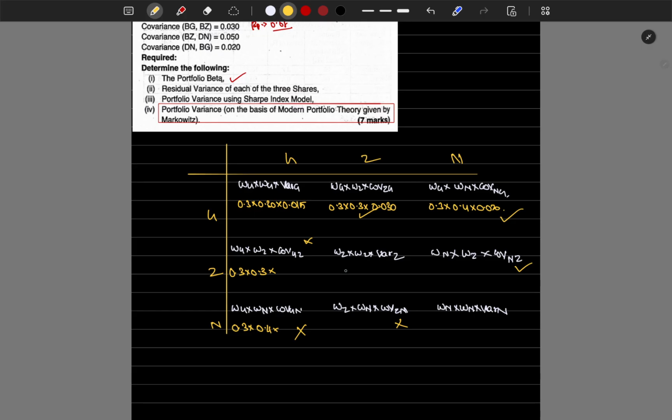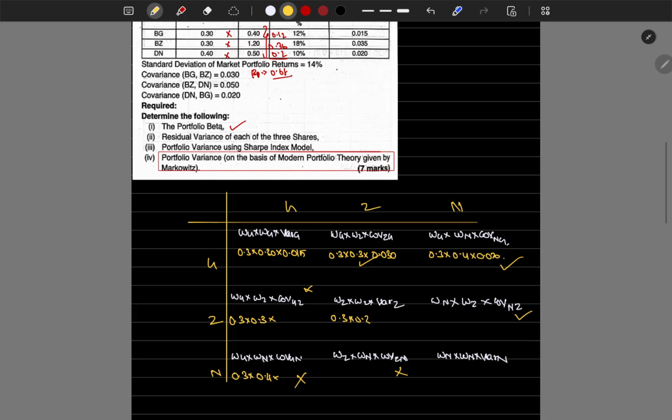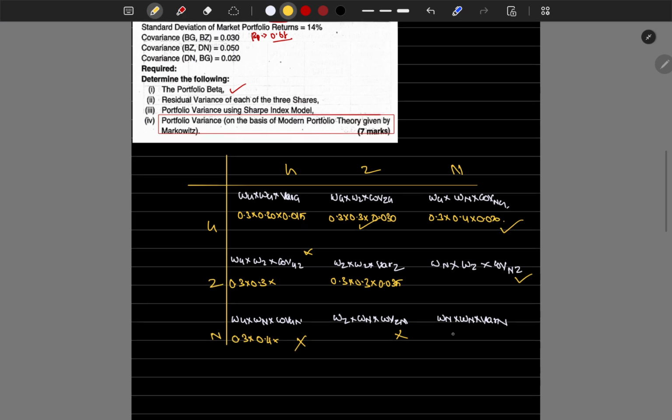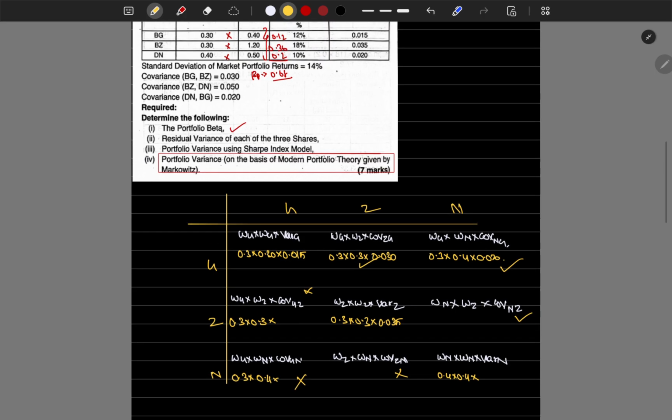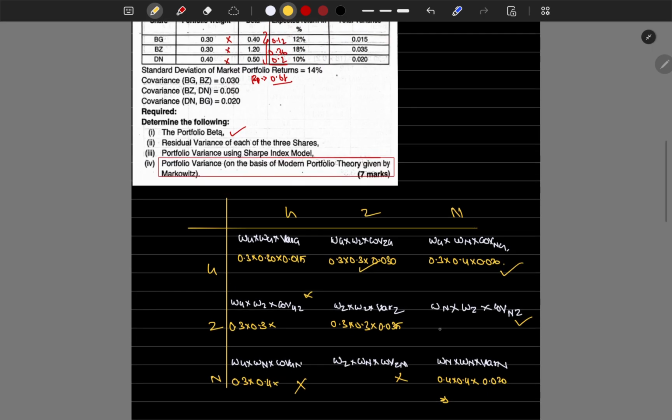Okay, then comes Z to Z. Z is how much? 0.3 into 0.3 into variance Z, which is 0.035. Then comes Wn, which is 0.4 into 0.4 into variance N, which is 0.020. Yes, this one is the weight of N, which is 0.4 into 0.3 into covariance Nz, which is 0.050.